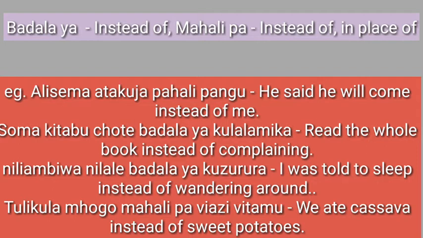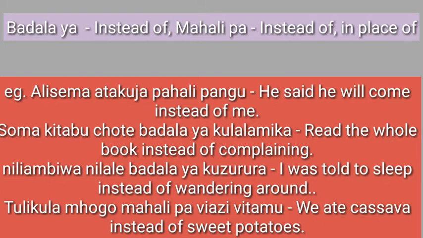Let's start with badala ya, instead of, and mahali pa, instead of or in place of. Example, alisema atakuja pahali pangu or mahali pangu. He said he'll come instead of me or in place of me. Soma kitabu chote badala ya kulalamika. Read the whole book instead of complaining. Niliambiwa nilale badala ya kuzurura. I was told to sleep instead of wandering around.